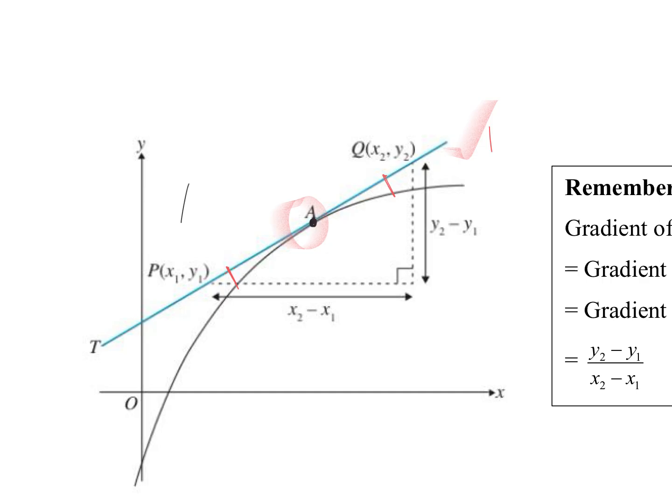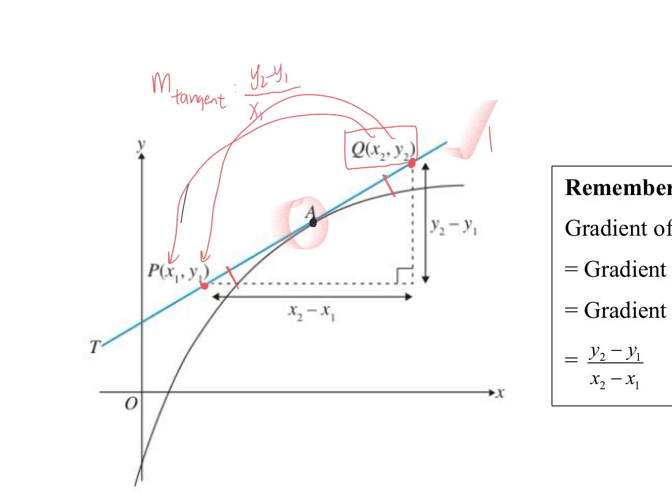Then the second mark comes from you picking 2 points on the line that you draw. Let's say this one, and this point. You pick 2 points on the tangent line, then you go and find the gradient of the tangent. So you just do your y2 minus y1 over x2 minus x1. So that's the only new thing, and it's 2 marks in your graph question.